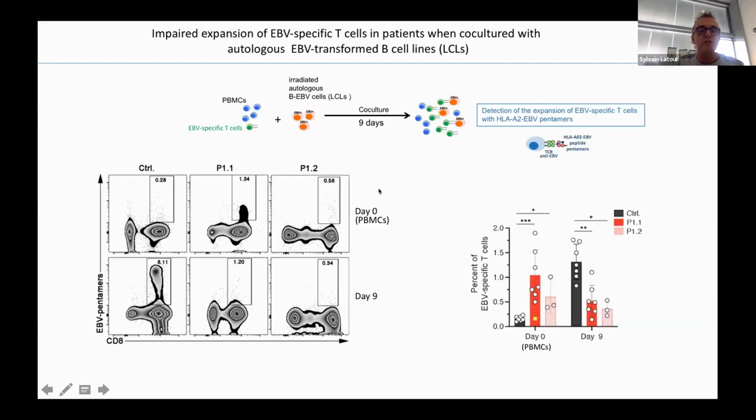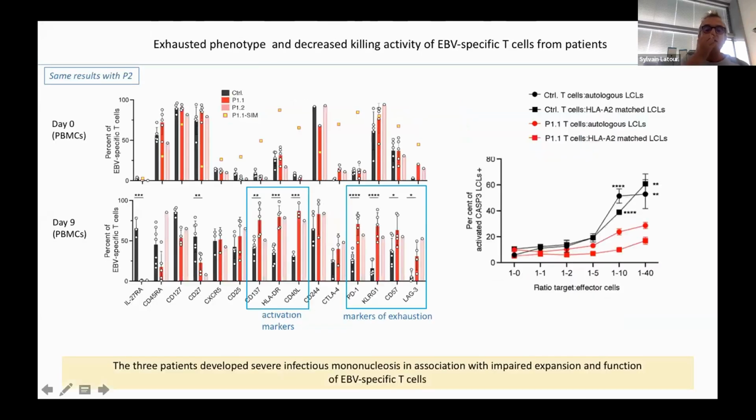But when we co-culture these PBMC with autologous EBV-transformed B cell lines, these EBV-specific T cells failed to expand, as you can see here. This impaired expansion was associated with abnormal acquisition of activation markers and markers of exhaustion. And these cells failed to kill the autologous B cell line, as you can see on the right of my slide.